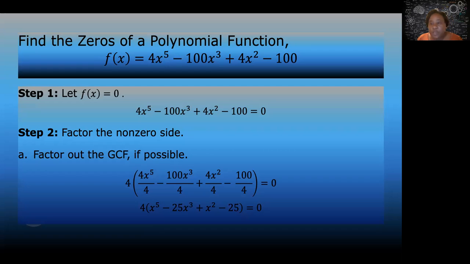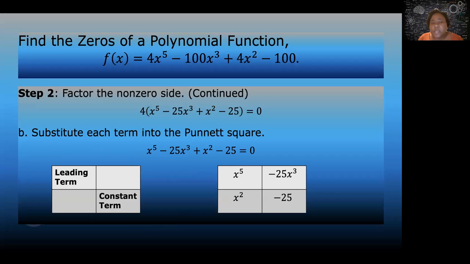In this case, by using the divisibility rules, we see on the left side that each term has a factor of 4, so we can divide the 4 out. So the greatest common factor would be 4. So you have 4 times the quantity of x to the fifth minus 25x cubed plus x squared minus 25, all of this equal to 0.